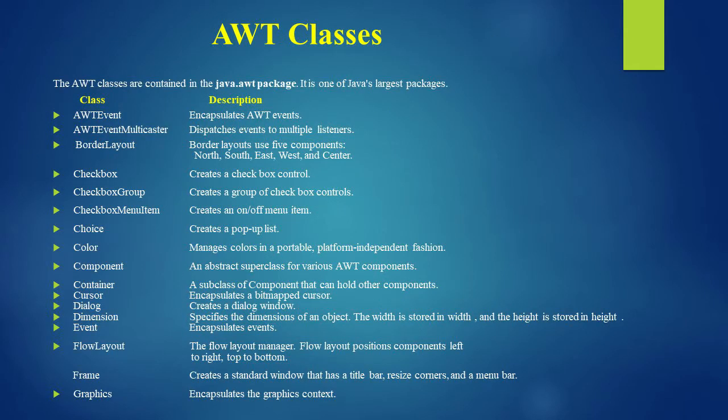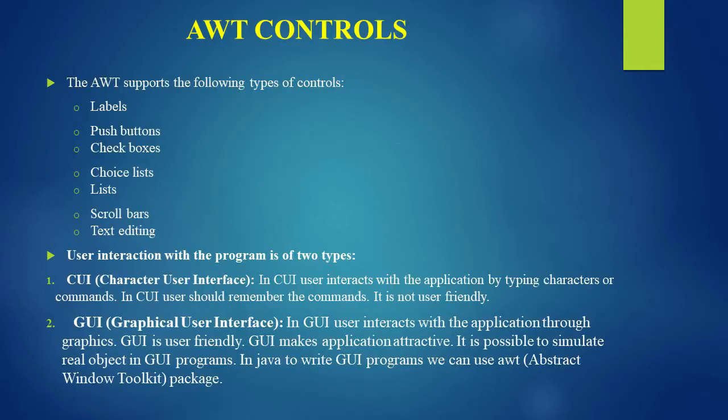AWT classes. The AWT classes are contained in the java.awt package. It is one of Java's largest packages. Some of the classes and their descriptions are listed here. Next topic is AWT controls. The AWT supports the following types of controls: labels, push buttons, checkboxes, choice list, scroll bars, and text editing.